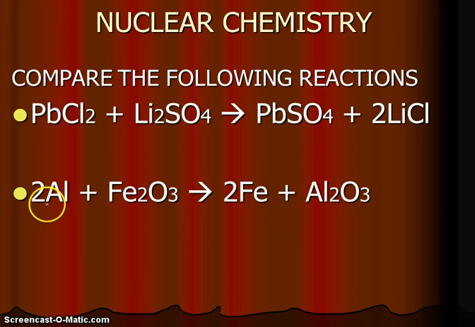If we look at our second reaction, aluminum is an element, iron 3 oxide is a compound. We're going to produce iron, which is an element, and aluminum oxide, which is a compound. So now we've got an element reacting with a compound, which is what kind of reaction type? Okay, we're looking at a single displacement reaction.